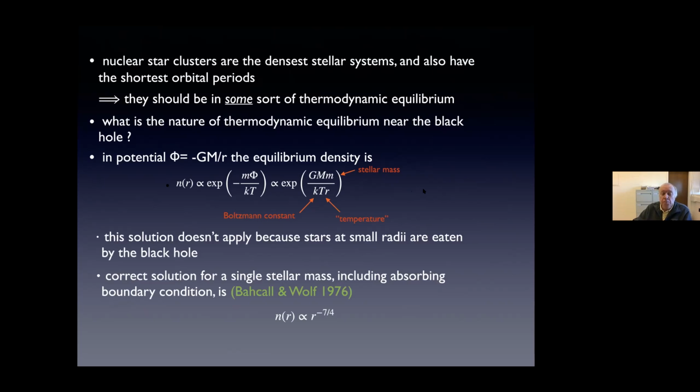The problem with this particular solution is that it doesn't apply because the stars at small radii are consumed by the black hole through either tidal disruption or direct consumption. And it was Bahcall and Wolf in 1976, following work by Peebles, that recognized that the correct solution, at least for a single stellar mass, was a constant flux solution, a constant flux in energy and a constant flux in number, and that those implied a number density going like r^(-7/4).